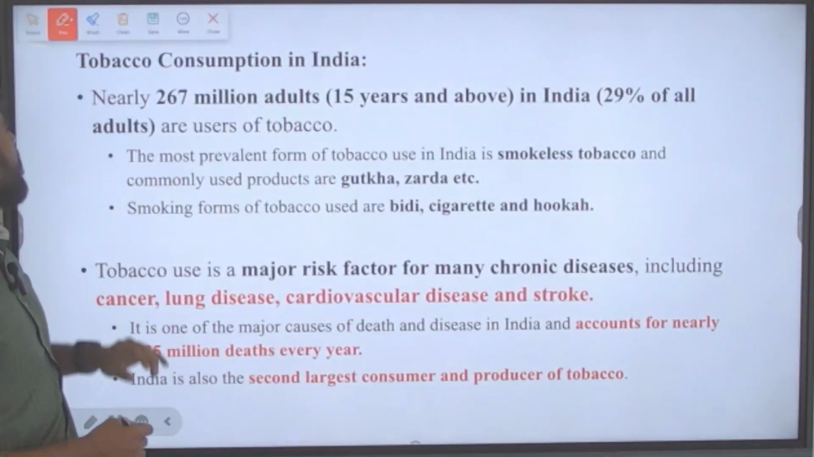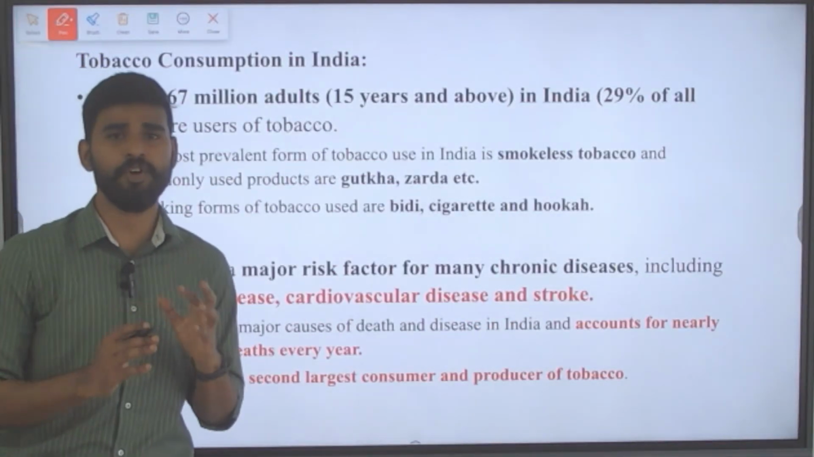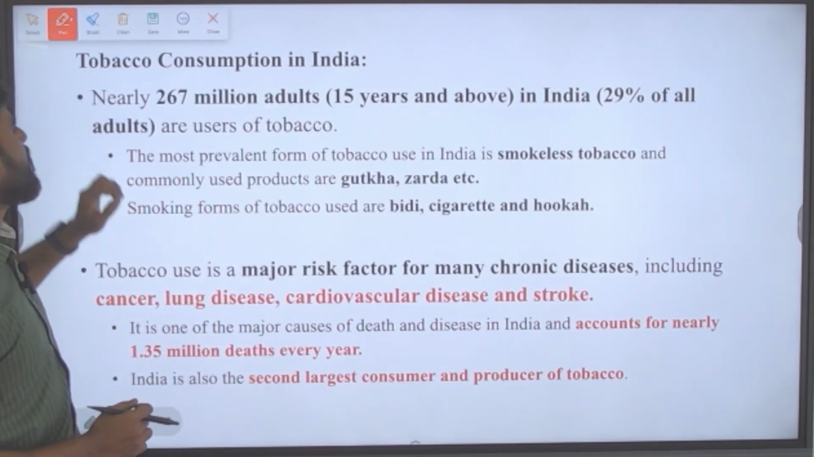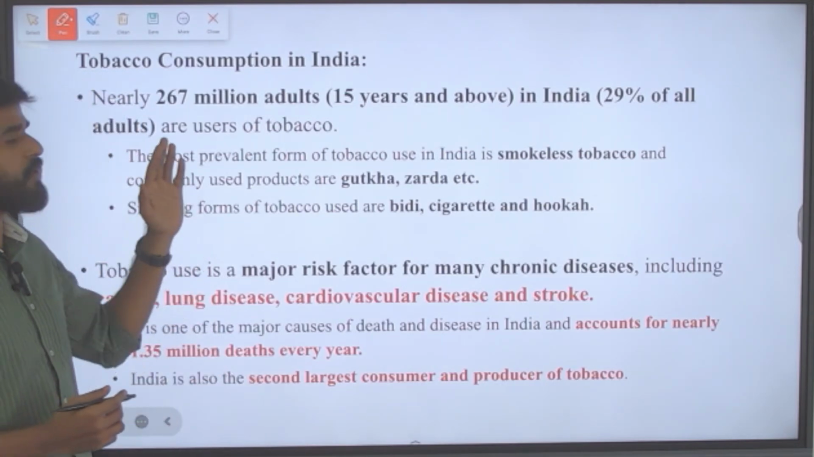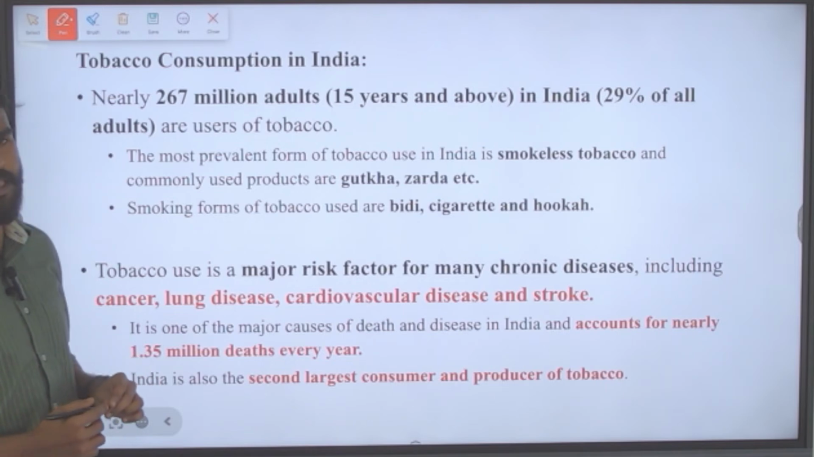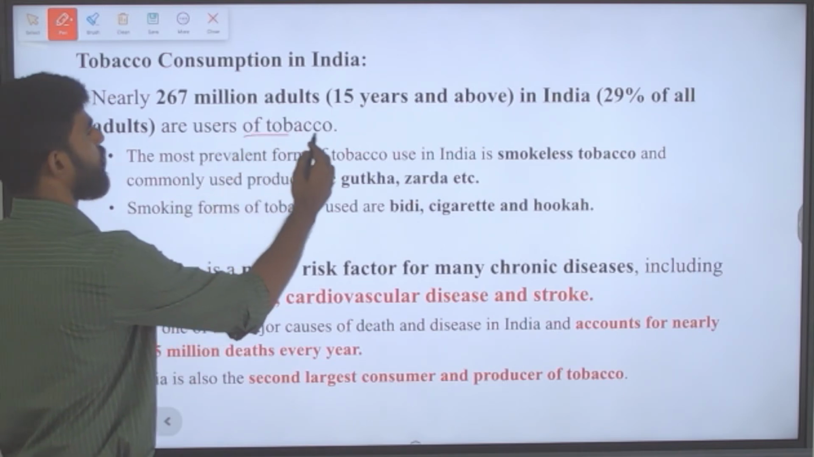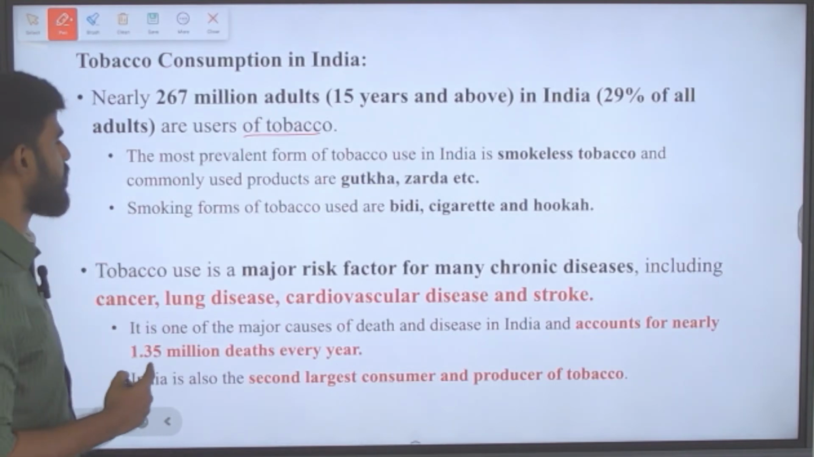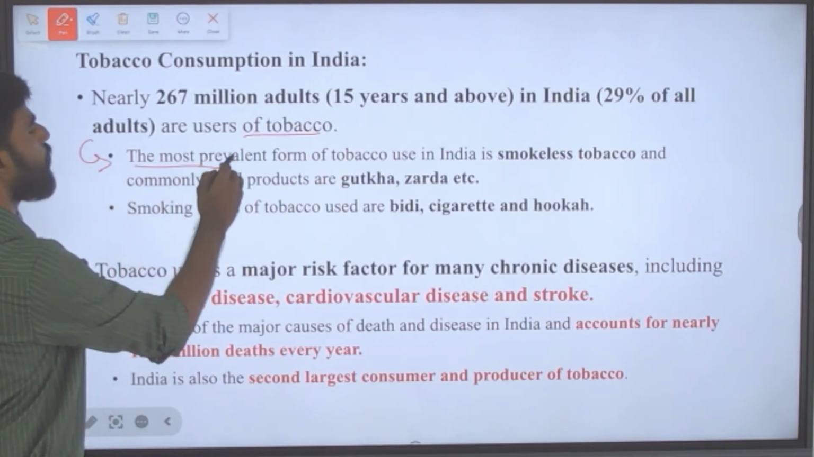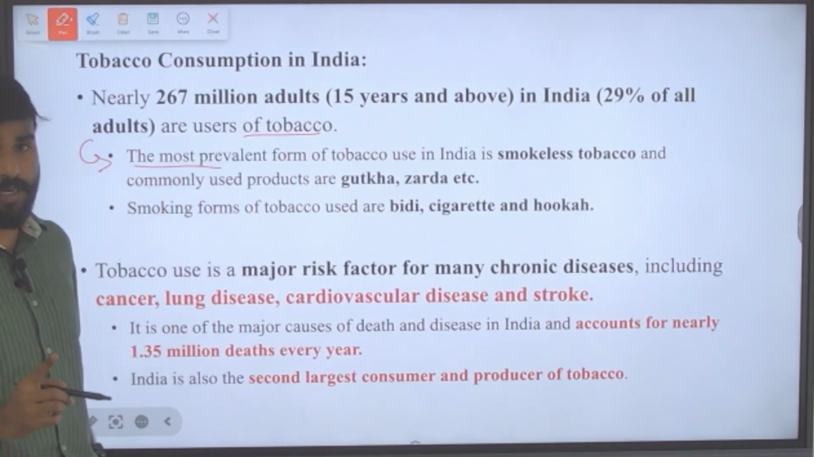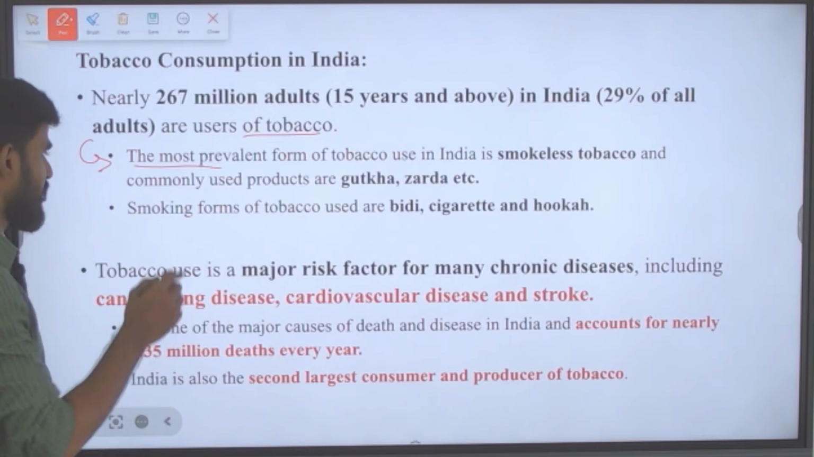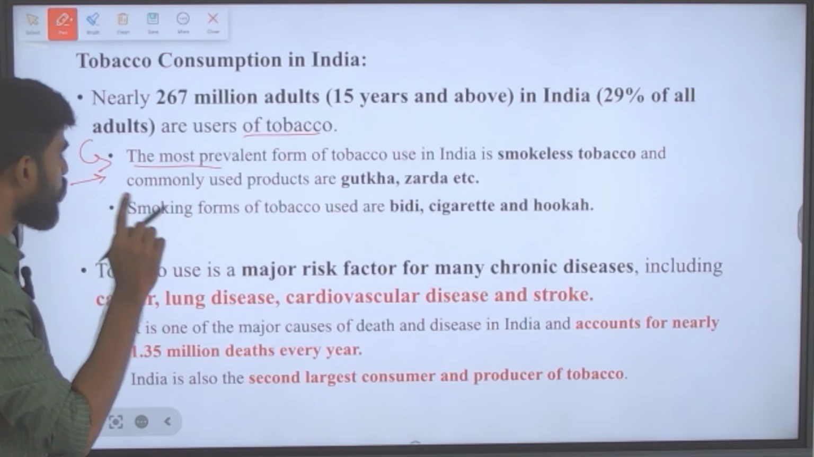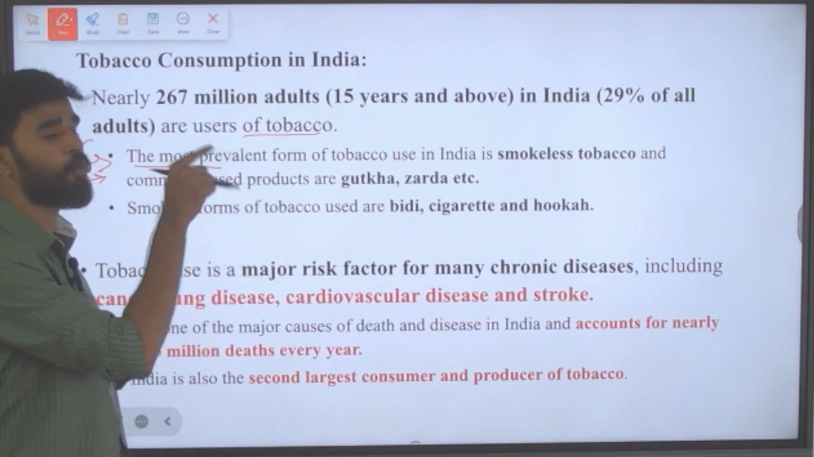Okay. Now we have to understand what is the status of tobacco consumption in India. Nearly 276 million adults, that is people who are 15 years and above in India, are users of tobacco. Okay, that constitutes 29% of all the adults in India. And then the most prevalent form of tobacco use in India is smokeless tobacco, which is very important. Okay, statements like these are also important, which can be asked in your exam. The most prevalent form of tobacco in India is smokeless tobacco.